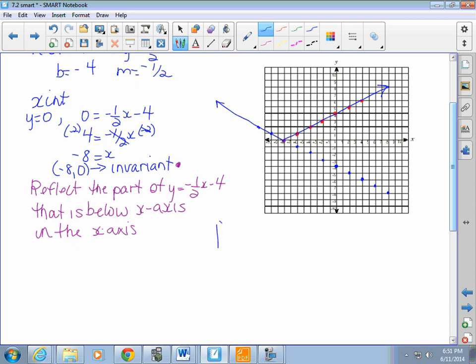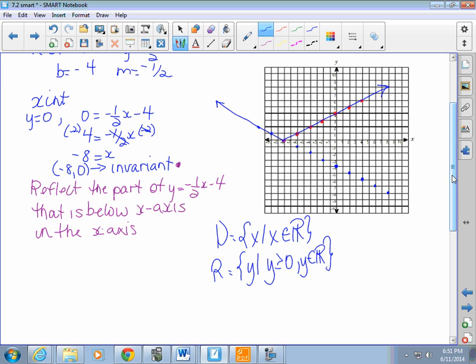So our domain for this is the set of all real numbers. Our range for this one, y has to be greater than or equal to 0, and y is an element of real numbers. So the piecewise function then.